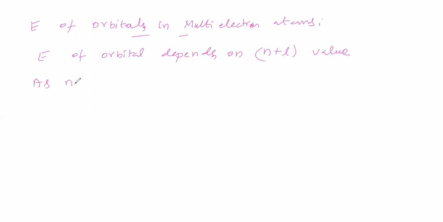As n plus L value increases, the energy of the orbital also increases. N is called the principal quantum number, and L is called the azimuthal quantum number.